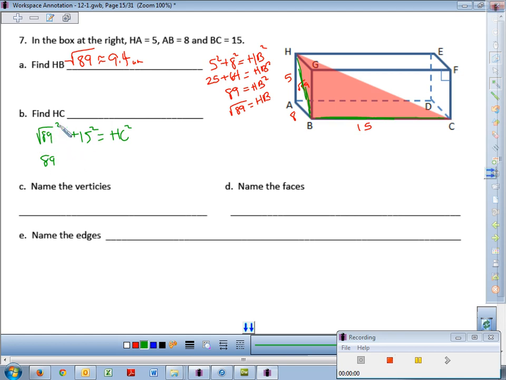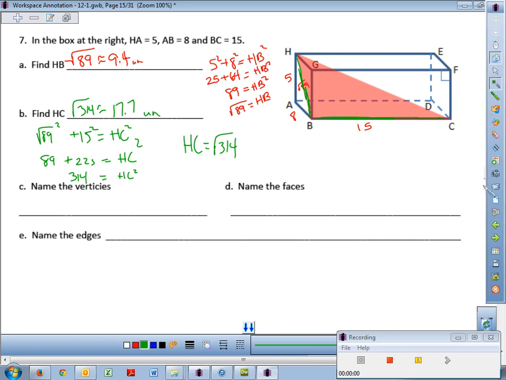So leave it unsimplified, and then 15 squared is 225, and that equals the distance from H to C squared. Add those together: 89 plus 225 is 314. And that equals the distance from H to C squared. So the distance from H to C equals the square root of 314. Always finish your work right here, don't just put the answer up here. So the square root of 314, and then we'll approximate that. About 17.7 units long.